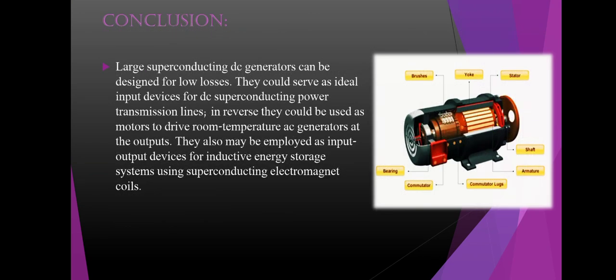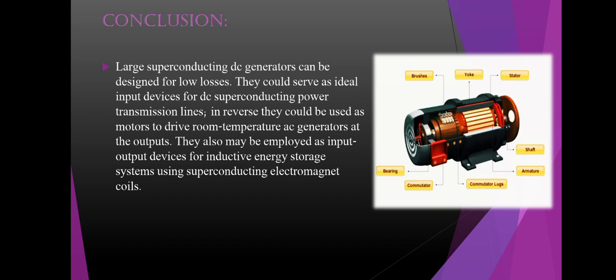Large superconducting DC generators can be designed for low losses. They could serve as ideal input devices for DC superconducting power transmission lines. In reverse, they could be used as a motor to drive room temperature AC generators at the outputs. They also may be employed as input-output devices for inductive energy storage systems using superconductive electromagnetic coils.